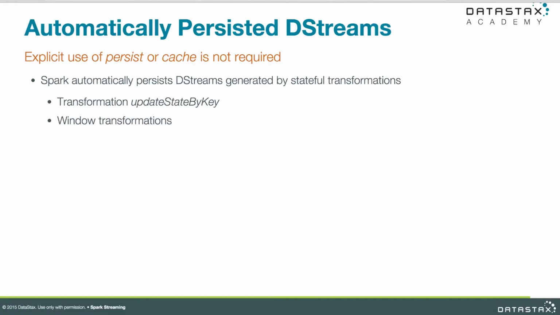Now, some kinds of DStreams are automatically persisted and you don't even have to call cache. Like any update state by key transformation is going to get cached. Any window transformations, those will be automatically persisted in memory.